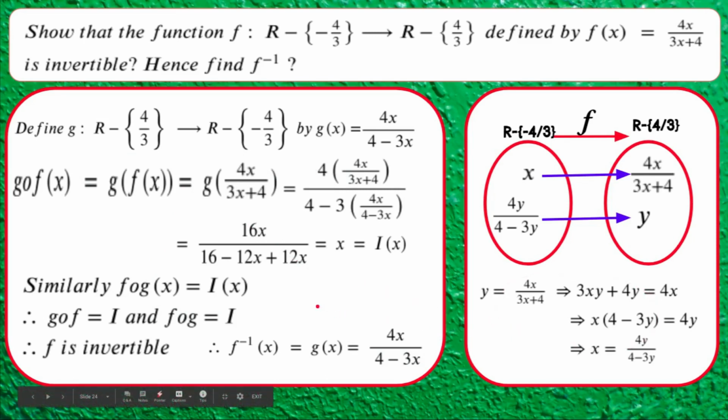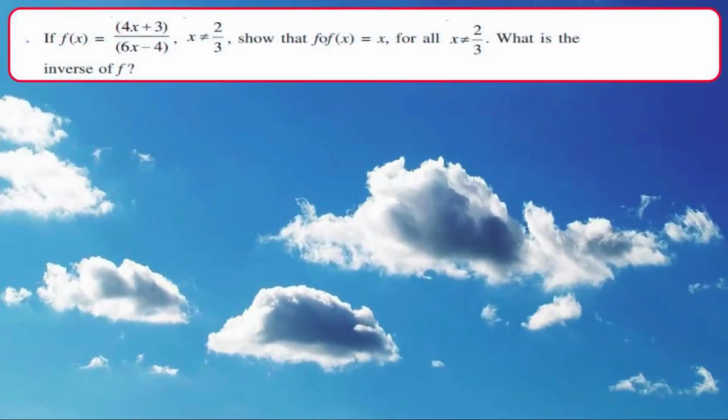Okay, now the next problem. If f of x is equal to 4x plus 3 by 6x minus 4, for x not equal to 2 by 3, show that f composition f of x equals x for all x not equal to 2 by 3. What is the inverse of f? Okay, here we are not asked to prove whether it is invertible. Okay, let us see.